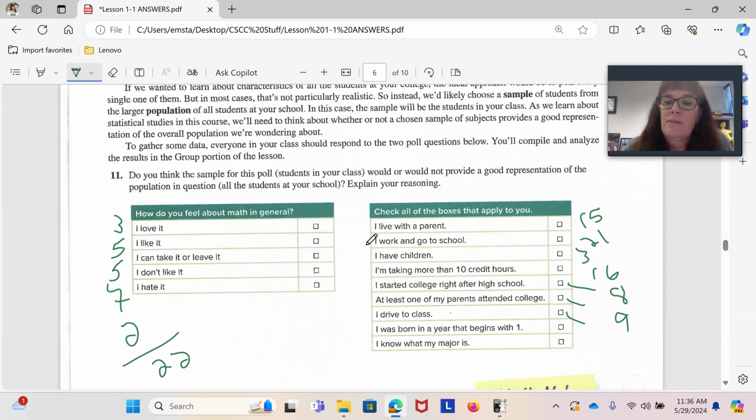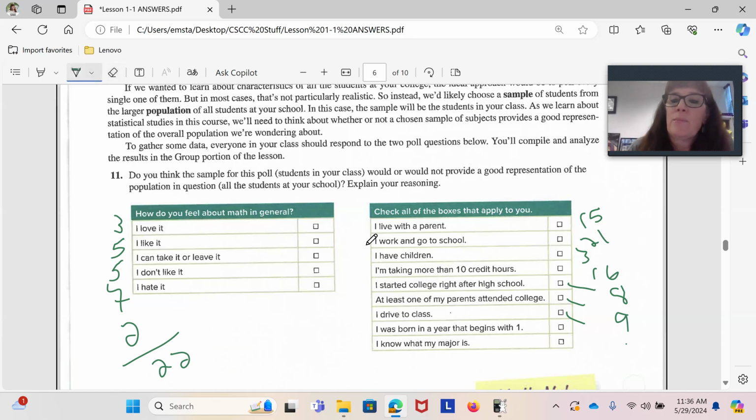We have 15, try to make it a little closer to where my line is. We have 15 who drive to class. We only have 6 of those, and people who know what their major is, we're going to have 22 of those. We're going to say everyone knows what their major is. So these are just some numbers that if you don't do in class and you want to practice doing the group work with these numbers, you're welcome to do them.